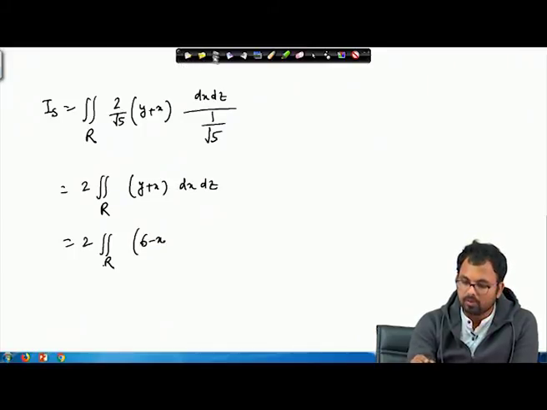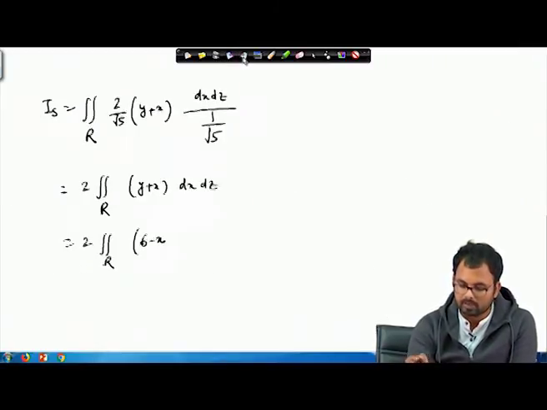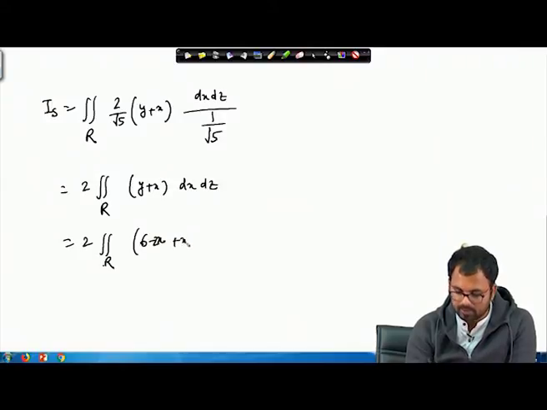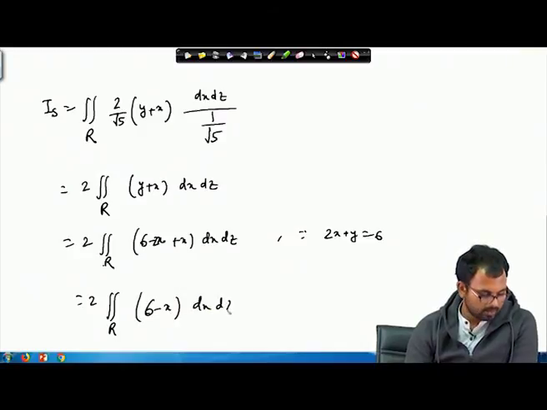So here, where is that? Our y is 6 minus 2x actually. So this is basically 6 minus 2x plus x times dx dz, since 2x plus y equals 6, and now this will be 2 times integral over the region R of (6 minus x) dx dz.